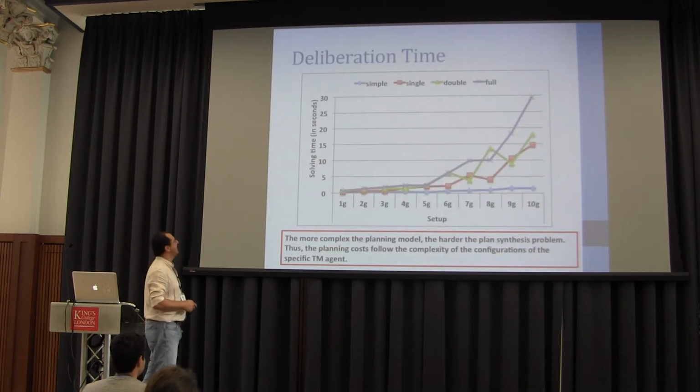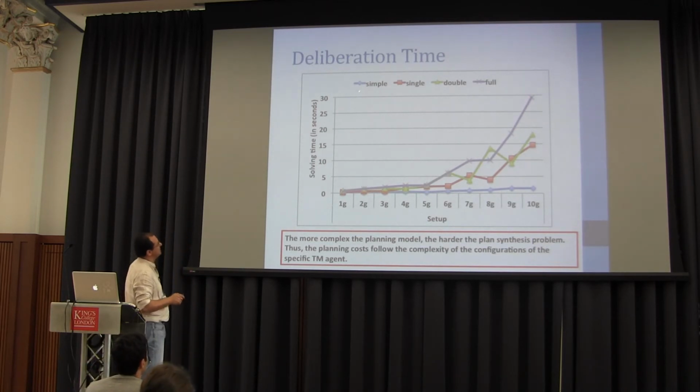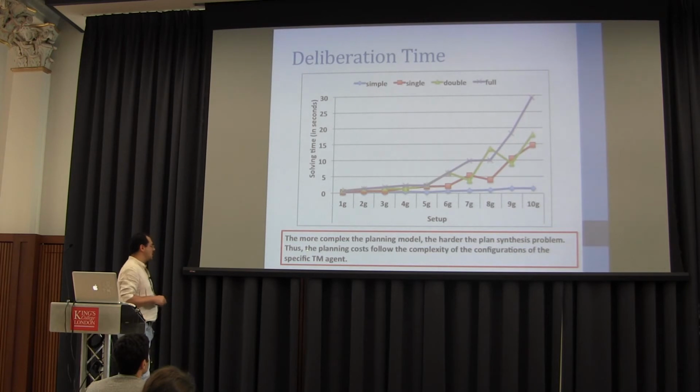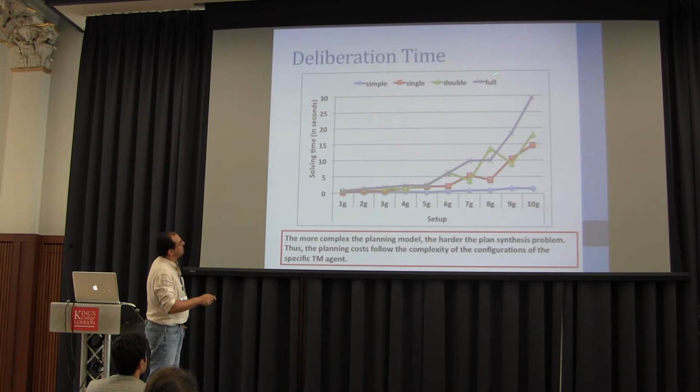I'm almost finished. This is the planning time. Again, we consider different configurations. Of course, the more complex the planning model, the harder it is for the planner to synthesize the plan. And it is also reasonable that the planning costs follow the complexity of the configurations of the transportation module. But you can see that in the most complex case, the full configuration with 3 cross-transfer units, we have something that is following this trend.